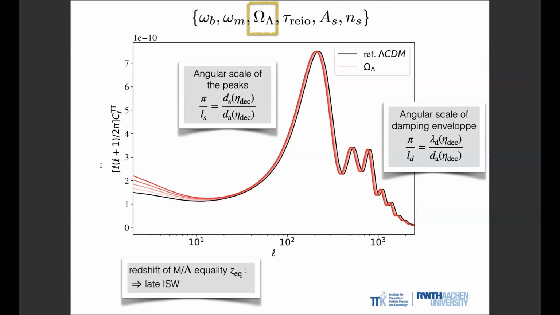On top of this, the tilting comes from the fact that if I increase omega lambda, my lambda domination starts earlier. So my metric fluctuations have more time to decay during lambda domination. I have more late integrated Sachs-Wolfe, and we have seen that the late integrated Sachs-Wolfe has this typical pattern. Unfortunately, this nice effect is difficult to measure precisely because this is where cosmic variance is large, but still we have constraints on this.